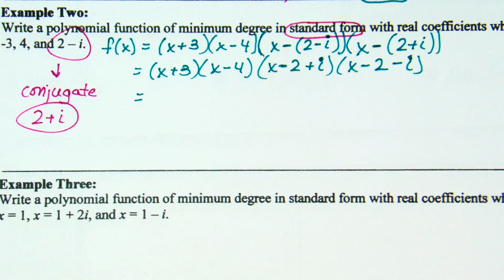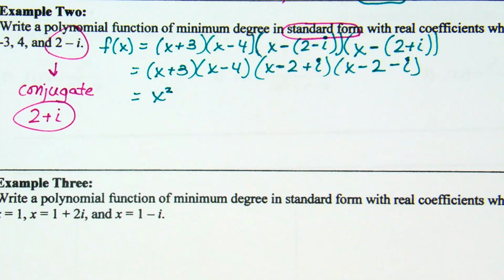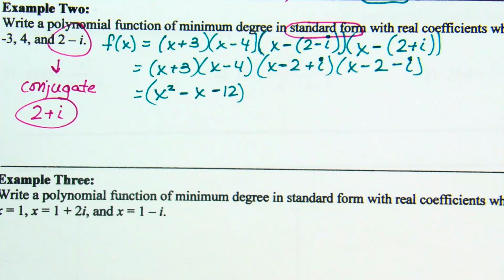x plus 3 times x minus 4. FOIL it. x times x, x squared. Minus 4x. Plus 3x, which makes it minus x. And then 3 times minus 4, minus 12. Okay. We've got to be organized here.